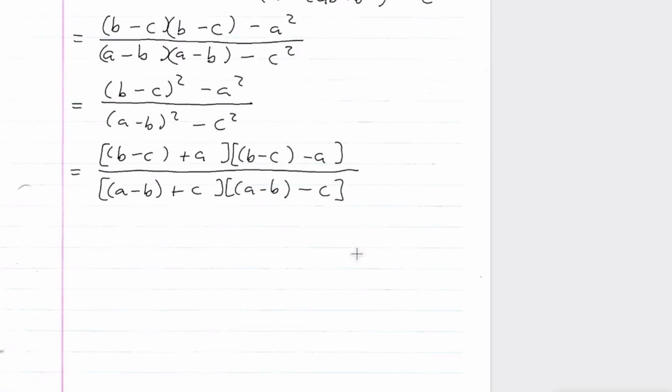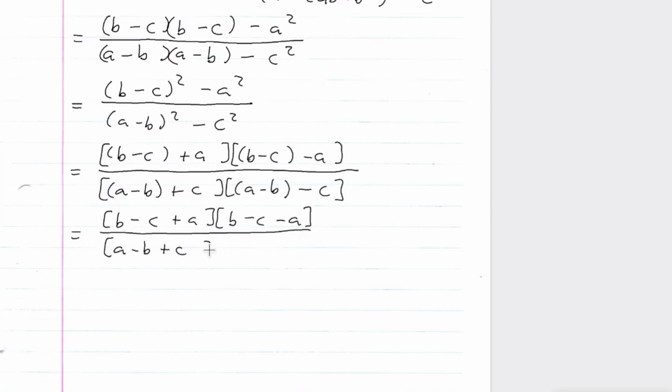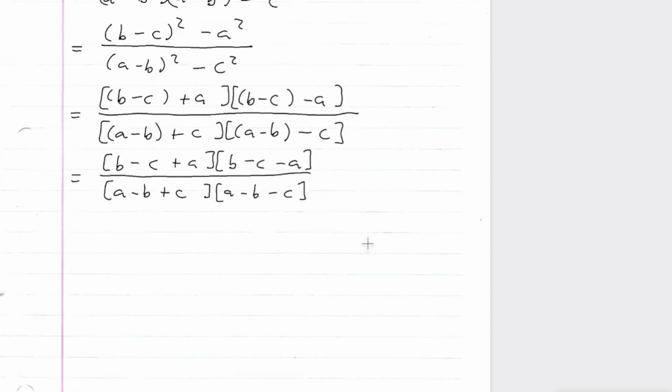Okay? So now I'm going to go ahead and get rid of these parentheses and these brackets. So I'll have b minus c plus a, b minus c minus a over a minus b plus c, a minus b minus c. Okay, so I can see that if I factor out a negative from this term here, I would have positive b, negative a, and negative c. So let me go ahead and factor out a negative.